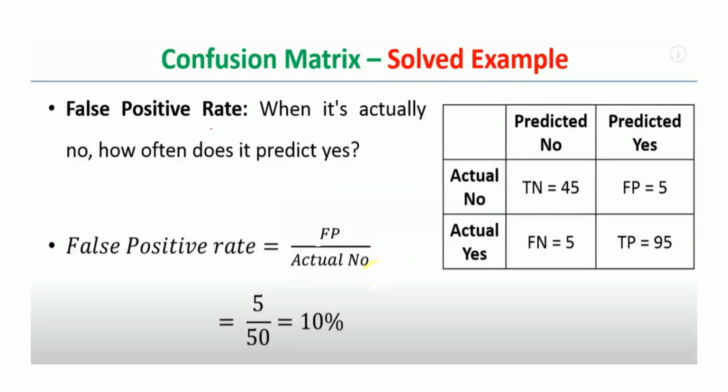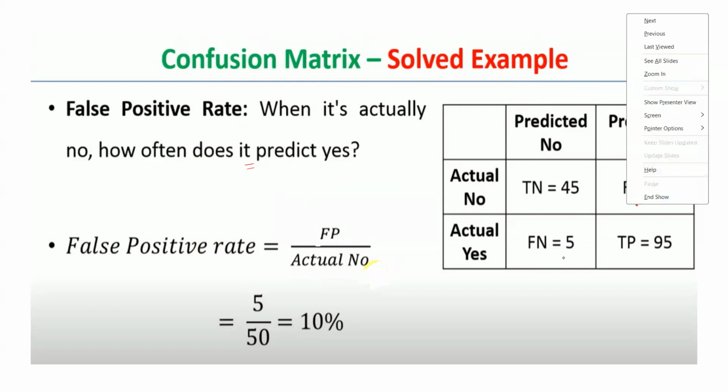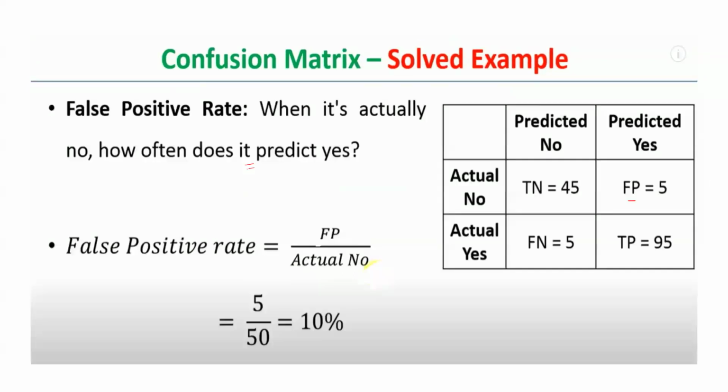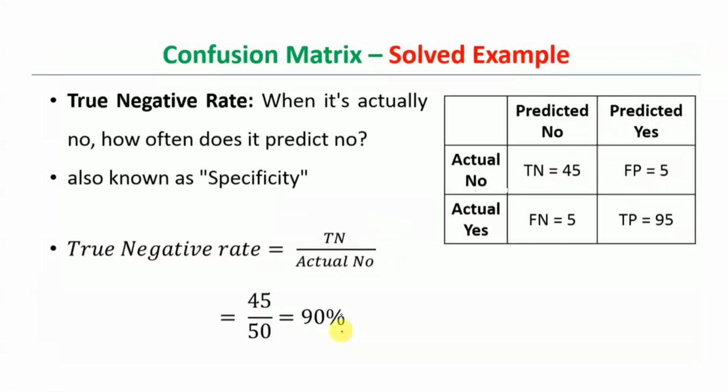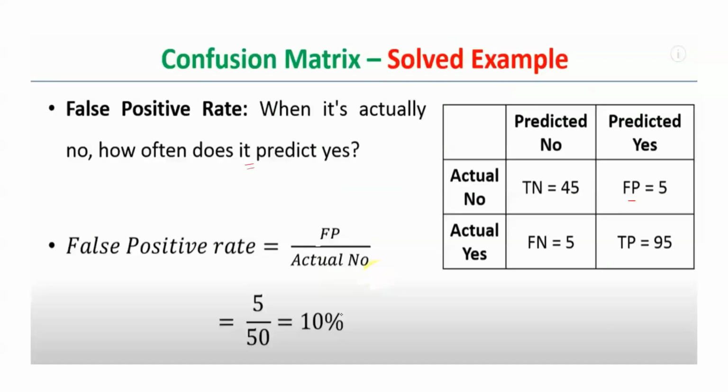Then false positive rate. When it's actually no, how often does it predict yes? So false positive rate is given by false positive divided by actual no. False positive is 5. Actual no is 45 plus 5. That is 10%. Yes, it means we have a very low false positive rate.